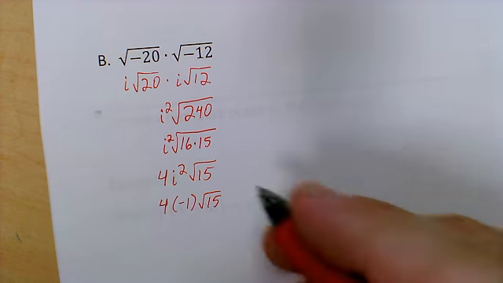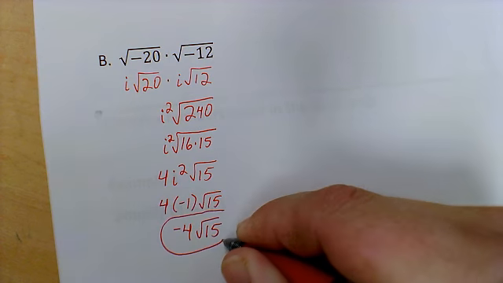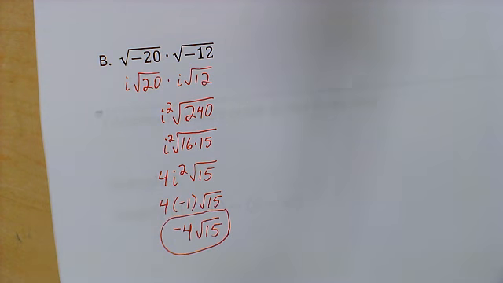And 4 times negative 1 will be negative 4. So negative 4 root 15 is my final answer on this problem.